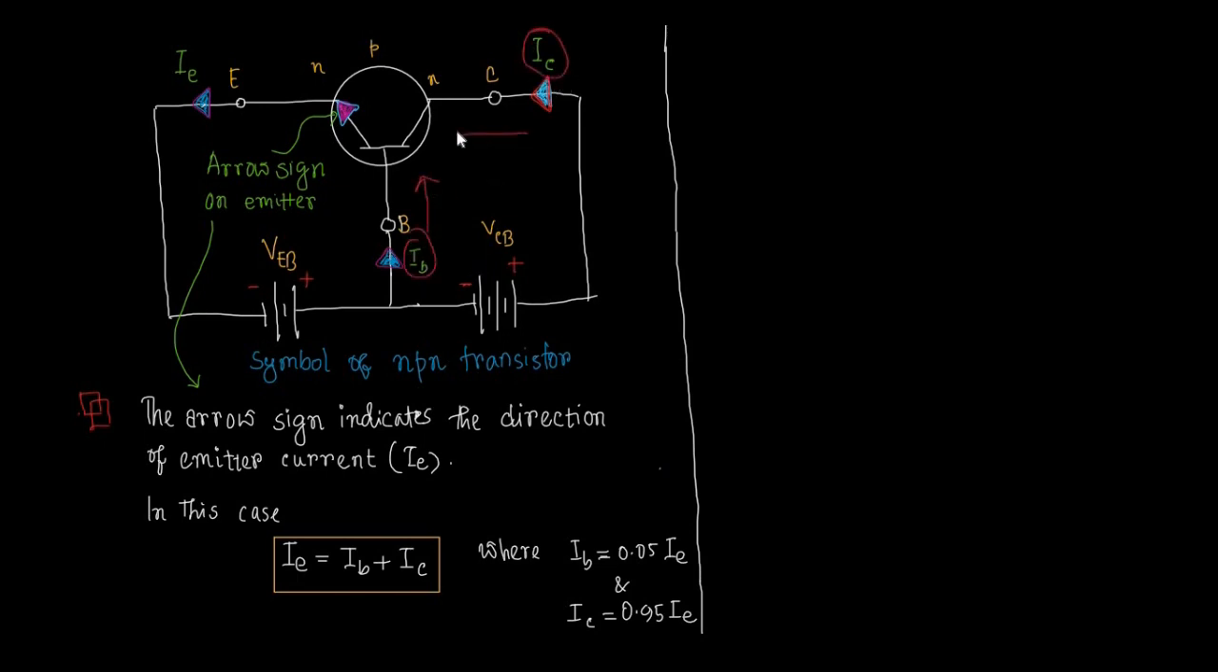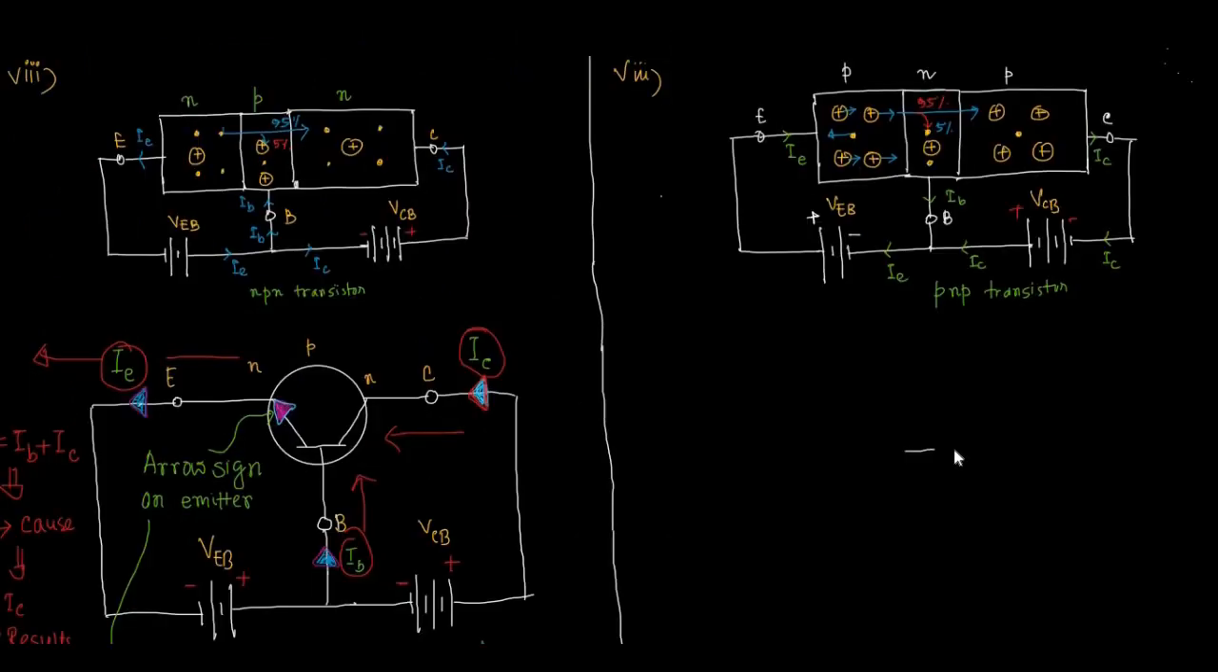Now this base current IB and IC flow into the transistor, and emitter current IE flows away from this NPN transistor, and that's why IE is equal to IB plus IC. Here emitter current IE is the cause, and base current IB and collector current IC are the results. That means from the emitter current IE, we get base current IB and collector current IC.